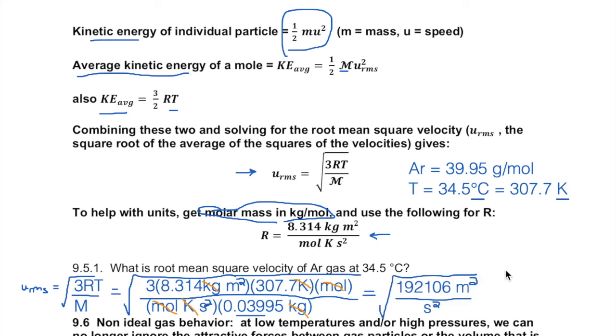So this ends up being 192,106 meters squared per second squared. We only have 4 significant digits, so I'll underline that. And then we have to take the square root of this. And so the meters squared per second squared is going to become meters per second, which is reasonable for speed. And then this is going to become just 438.3. So then the root mean squared velocity is 438.3 meters per second.